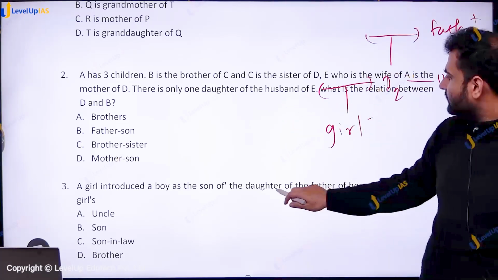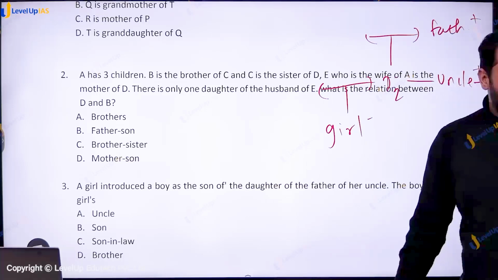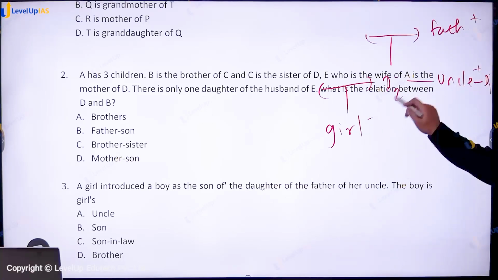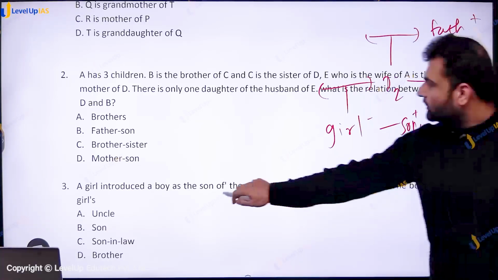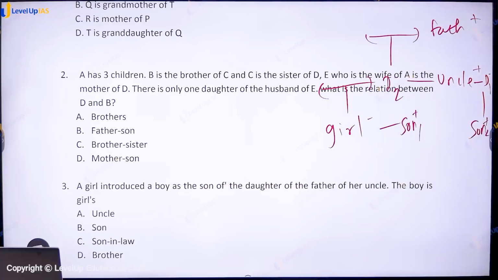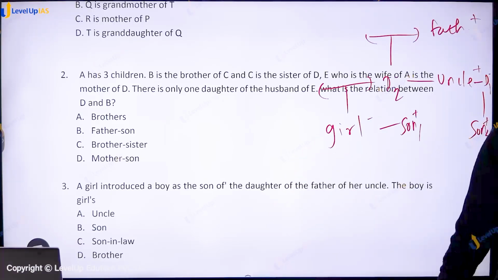यहाँ पे है ना, son of that daughter. Now son could be here, son 1, and if this is son 2. And girl introduced the boy as this. Now it could be either her brother or her cousin. Cousin is not in the option. Answer is brother.